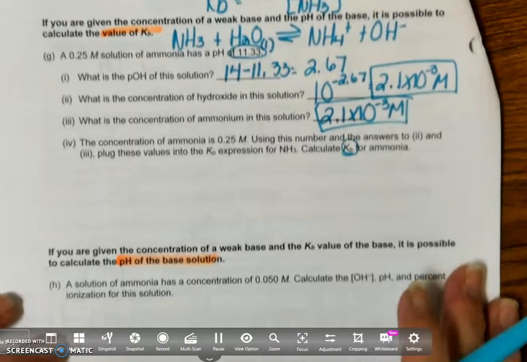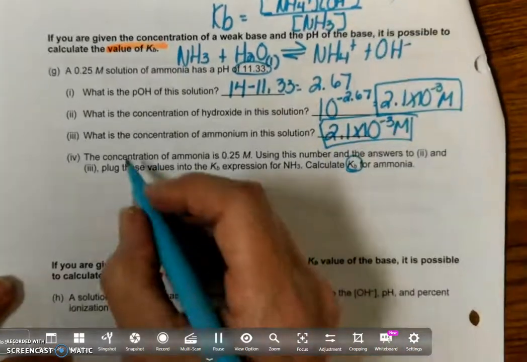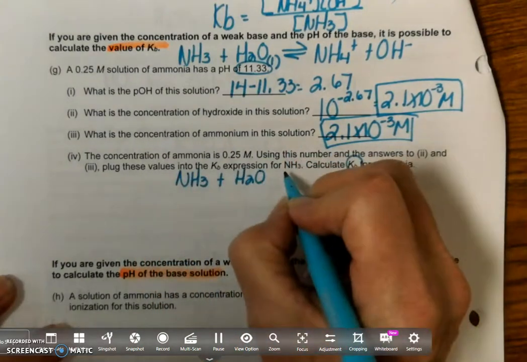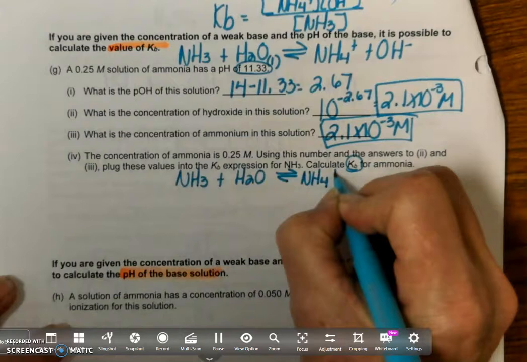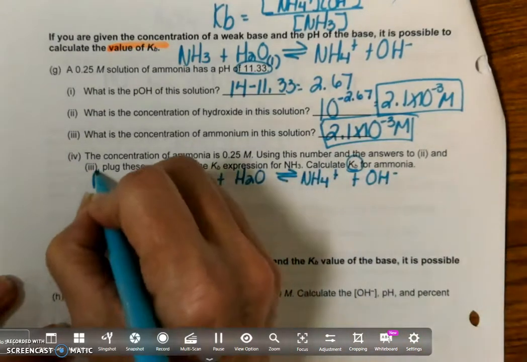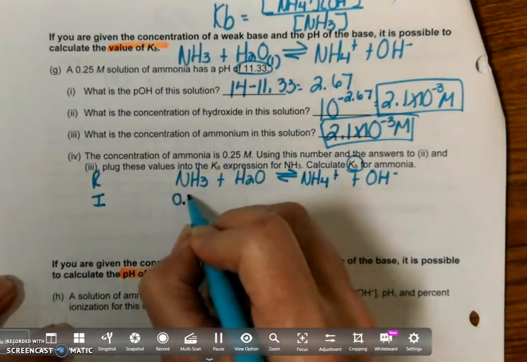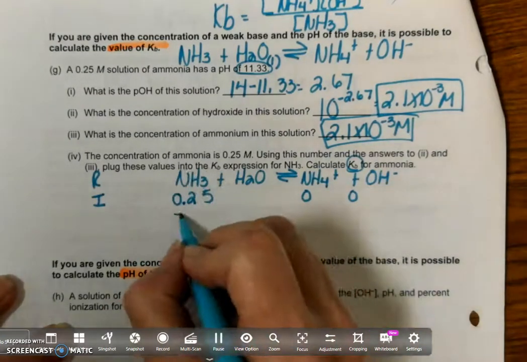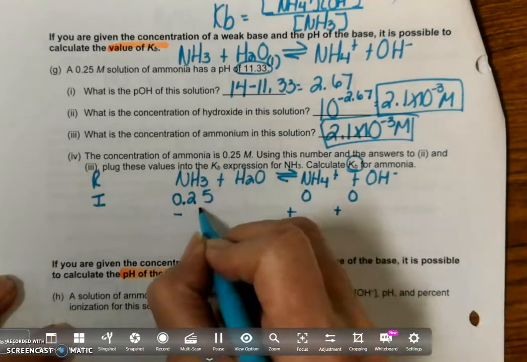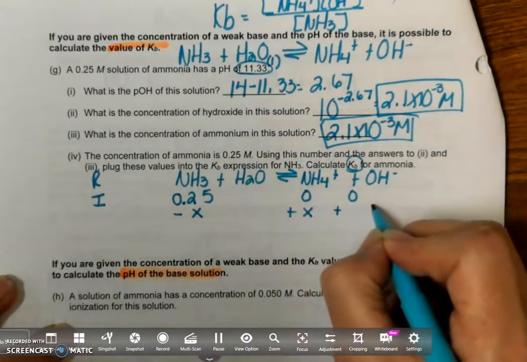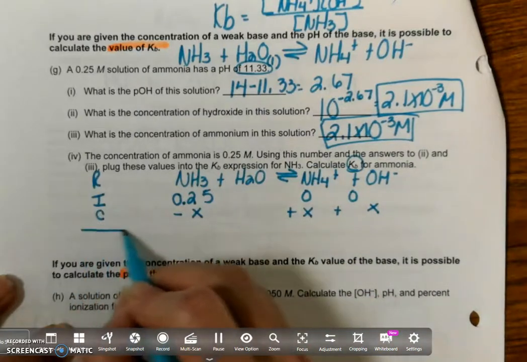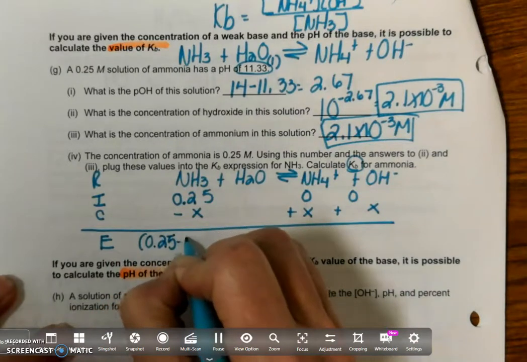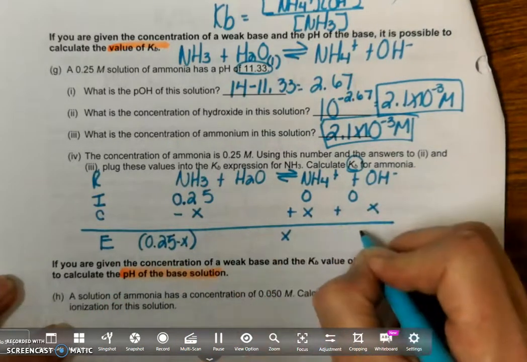It's an equilibrium, so that's a RICE table, because at equilibrium I have all three species. So let's do my RICE table. I've got ammonia plus water gives ammonium plus OH-, that's R. My initial concentration of this is 0.2500. I'm going to shift in this direction. So this will be minus, this will be plus, this will be plus, this will be X, this will be X, this will also be X. For my change, my equilibrium concentrations are 0.25 minus X. This will be X, and this will be X.